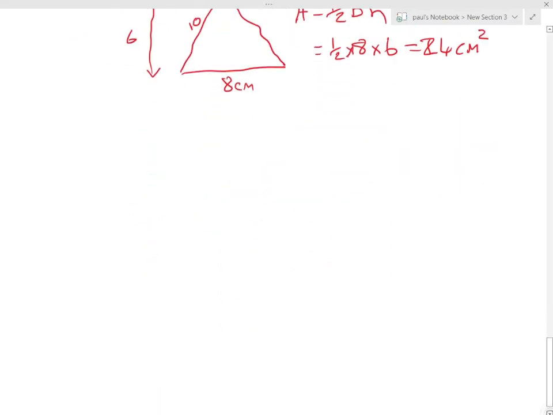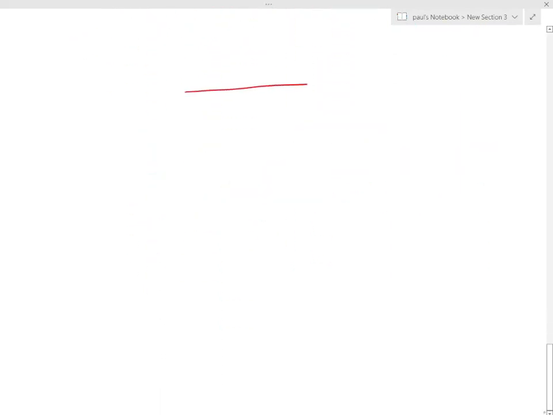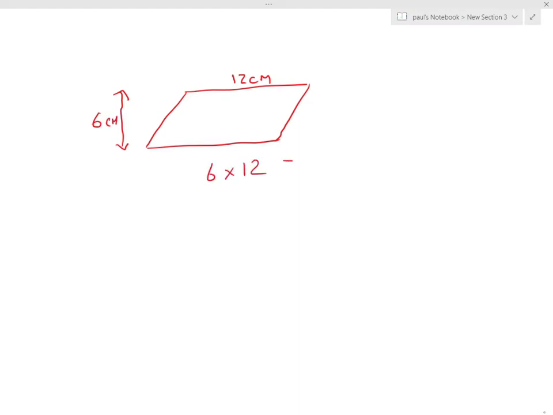Right, so area, this shape, a parallelogram. A parallelogram of 12 centimeters. And again, we must have the vertical height, which is 6 centimeters, not the sloping kind. So it's 6 times 12, which equals 72 centimeters squared.